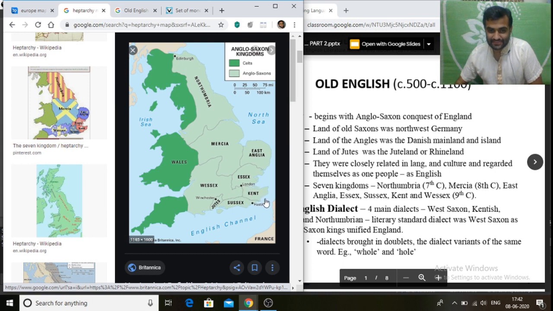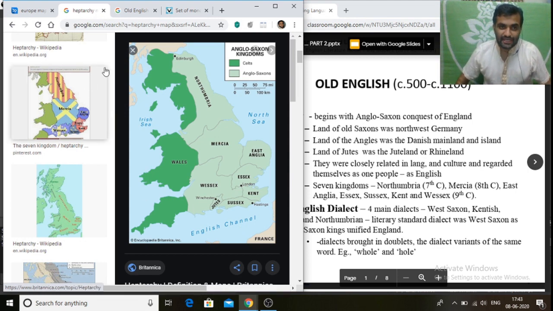This is Kent. Okay, so that makes 1, 2, 3, 4, 5, 6, and 7 kingdoms, and the tiny little area here was occupied by the Jutes. So basically, the whole of England was mostly occupied by Angles and Saxons, and a small region by Jutes. These were the 7 major kingdoms of the Old English period, and it is known as the Heptarchy. Okay, fine.